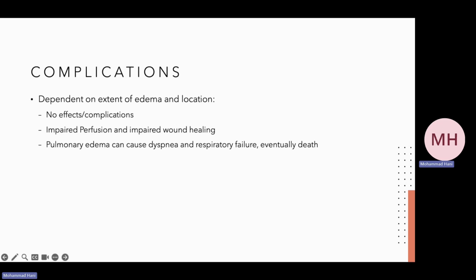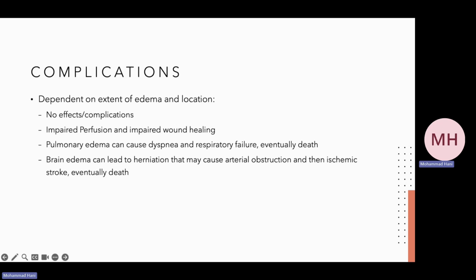Respiratory failure has two types. Pulmonary edema can cause type 2 respiratory failure, but that's pathophysiology. Brain edema, again, we discussed herniation, and it may cause arterial obstruction, and then the arterial obstructions can cause ischemic stroke and eventually death.